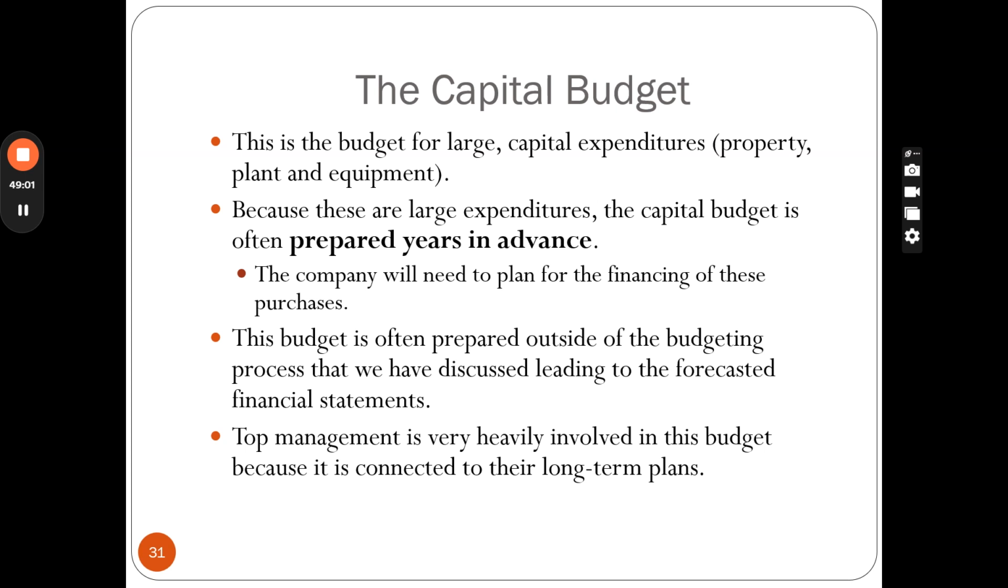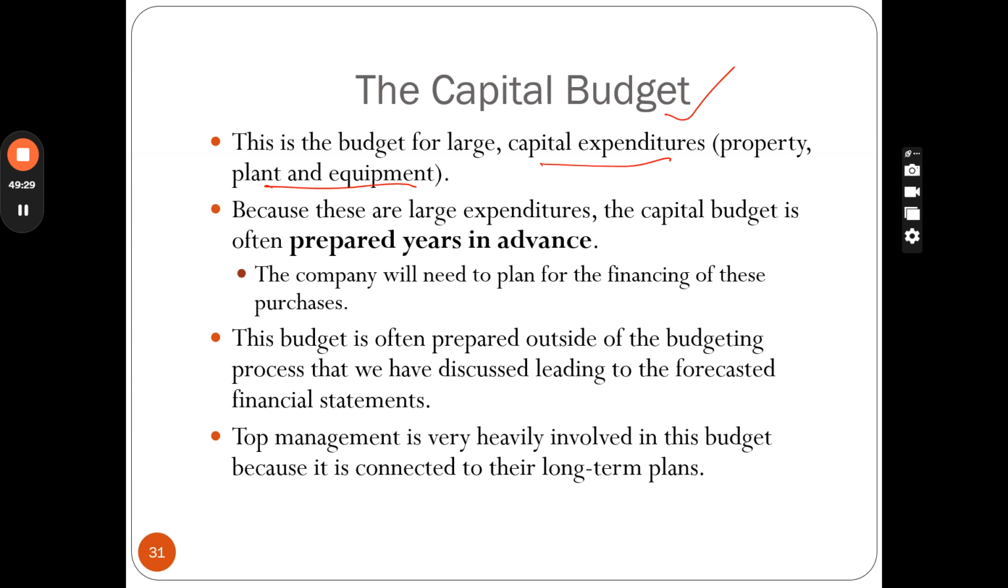Yeah, before that we have a capital budget also. This is the budget for large capital expenditures like property, plant and equipment. If you want to buy property, plant and equipment that is going to serve your company for the coming 10 years, for example, for that you have to prepare a capital budget. And this is completely covered in part 2 in full details. So here you just have to know the basics of the capital budget.